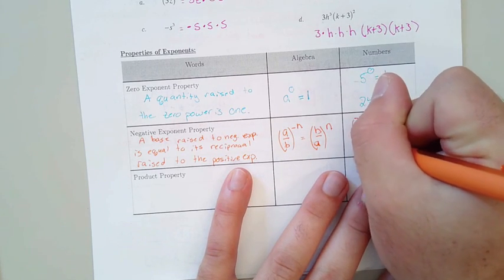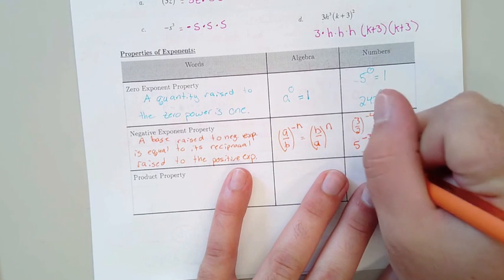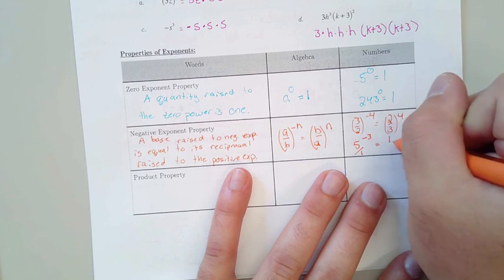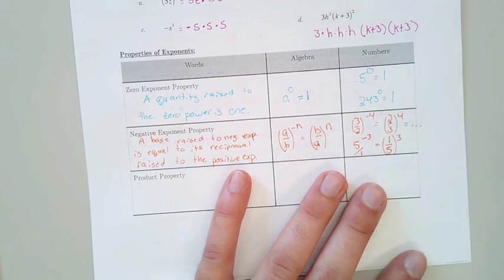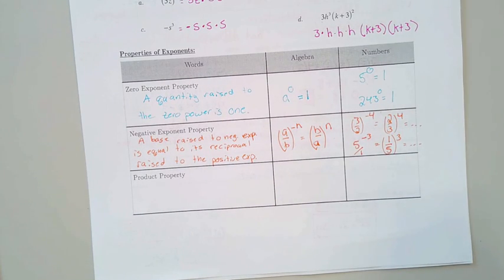Trickier one might be something like 5 to the negative 3rd power. Because I don't have a fraction to start, I'm going to make this over 1, which means when I flip it, it's going to be 1 over 5, all raised to the positive 3rd power. And again, you could then kind of continue from there. And we'll talk about how to do those here with our other properties. Okay, but biggest thing is we're flipping the fraction. If we don't have a fraction, we'll make it over 1 and then flip it.